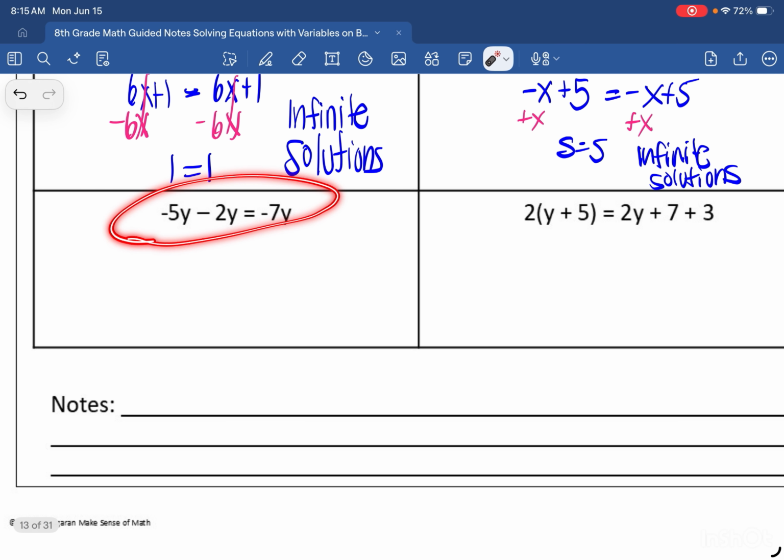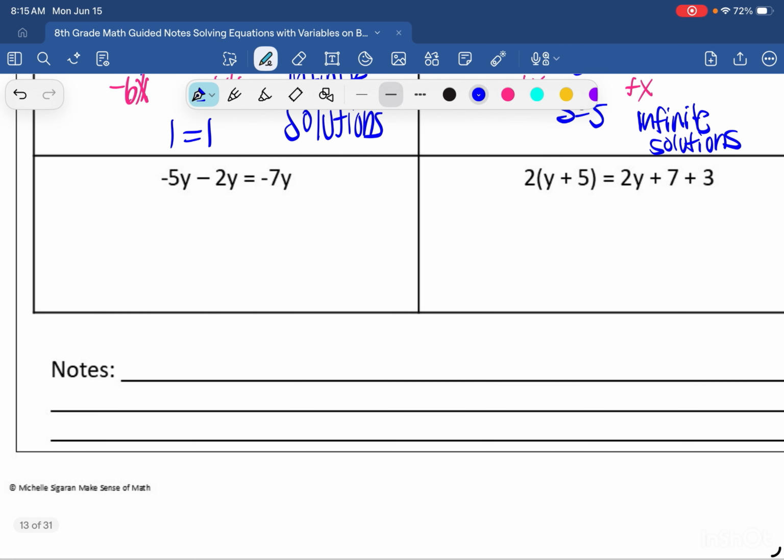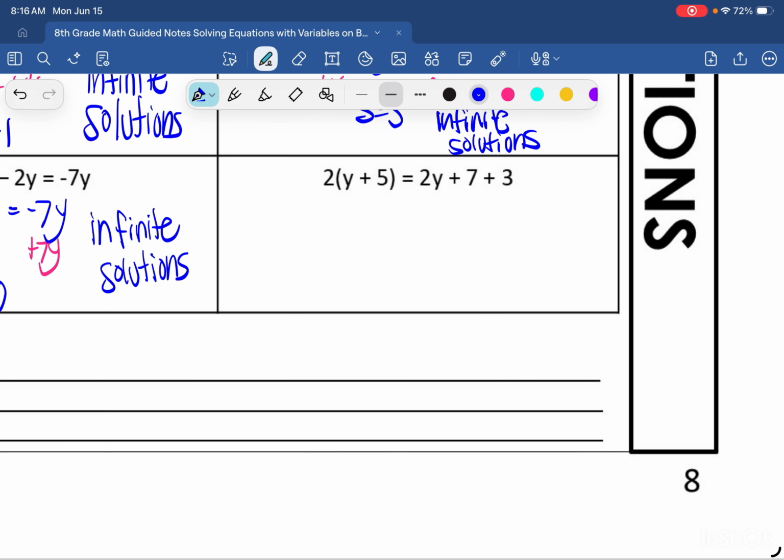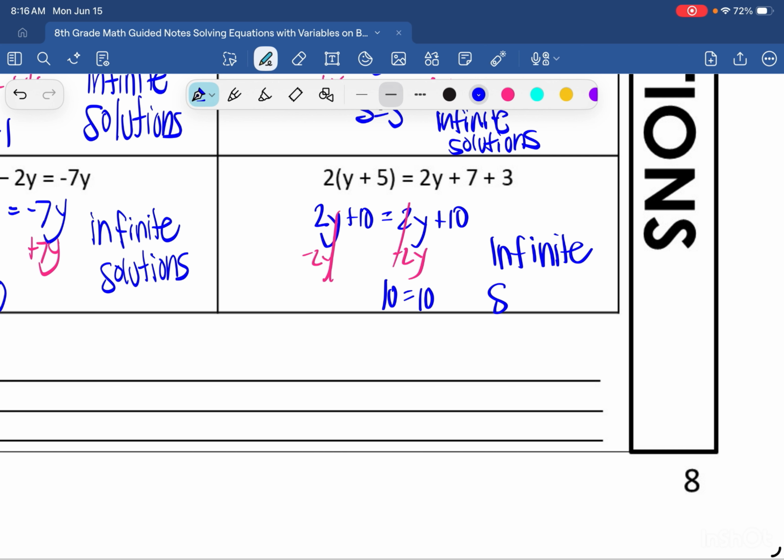Negative 5y minus 2y equals a negative 7y. Combining those terms on the left, I have a negative 7y, which equals a negative 7y. If I add 7y to both sides, I am left with 0 equals 0, which means this equation has infinite solutions. This question right here, let's distribute to simplify. 2y and then plus 2 times 5 is 10 equals 2y plus 7 plus 3, which is plus 10. Subtracting 2y from both sides, I get 10 equals 10, which is true. Therefore, this equation has infinite solutions.